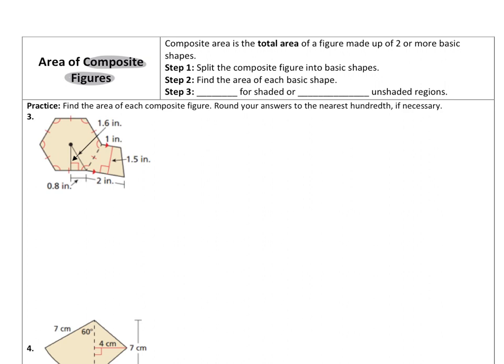So when we're doing composite figures, we're going to need to be able to notice which shapes make up the larger shape in general. If you have the picture we have in number 3, we would need to recognize what 2 regular shapes are combined together to make this composite shape.